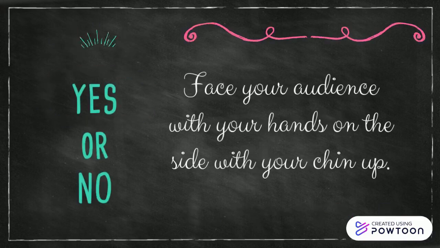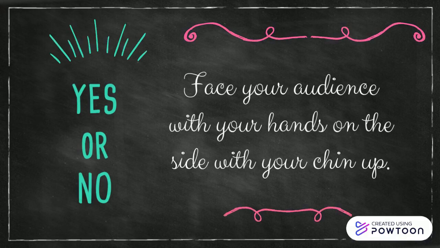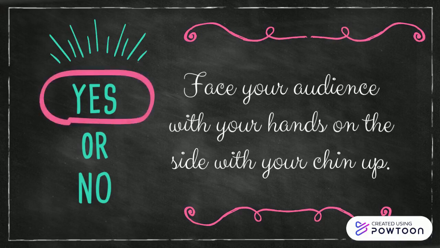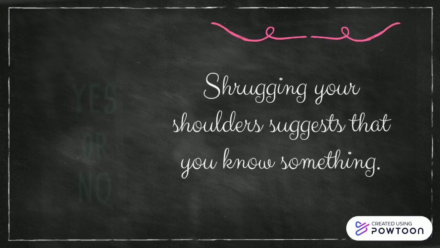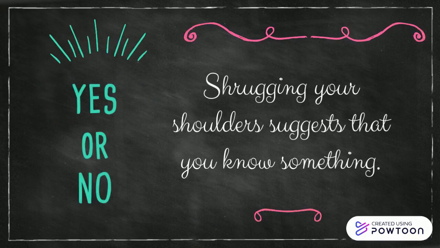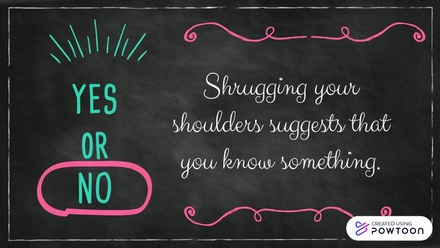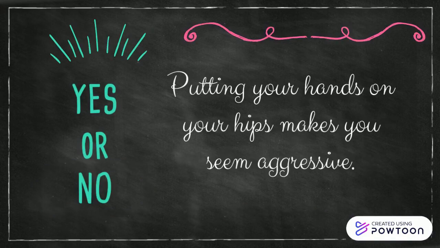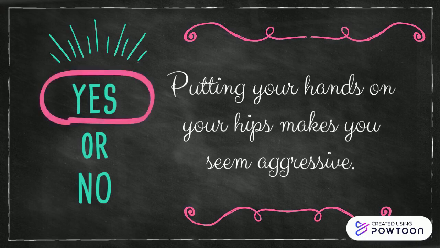Number 3. Face your audience with your hands on the side with your chin up. Correct answer is yes. Number 4. Shrugging your shoulders suggests that you know something. It is no. And number 5. Putting your hands on your hips makes you seem aggressive. That's right. The answer is yes.